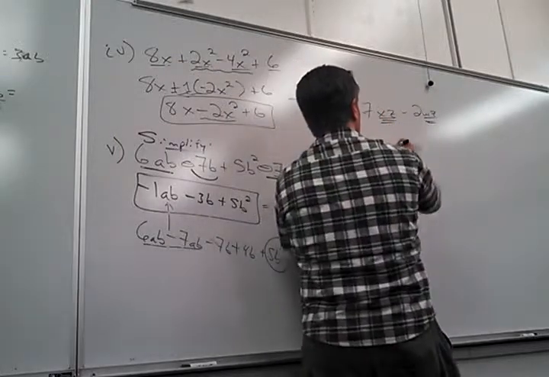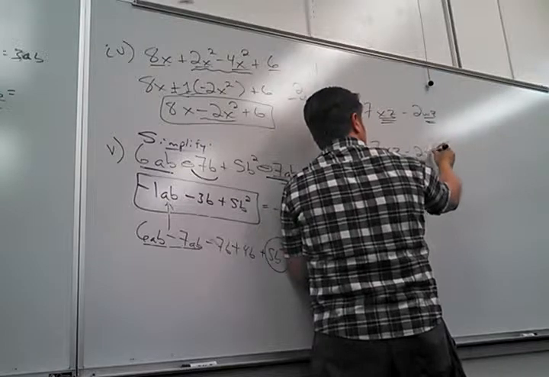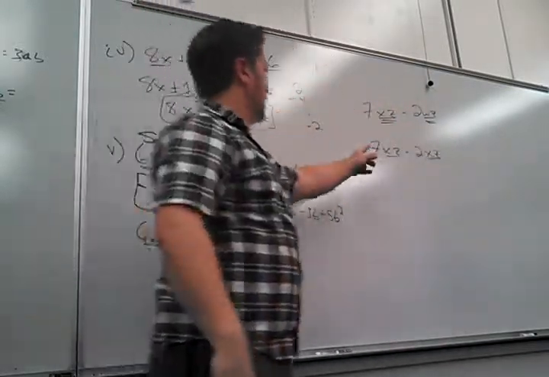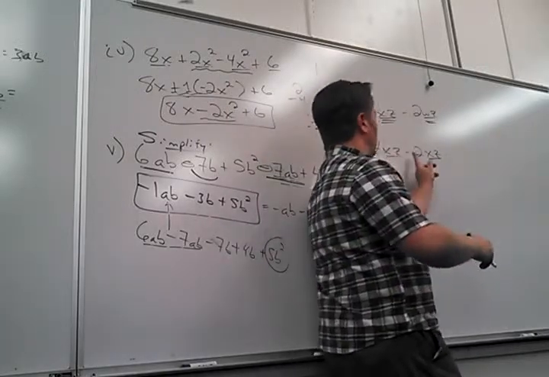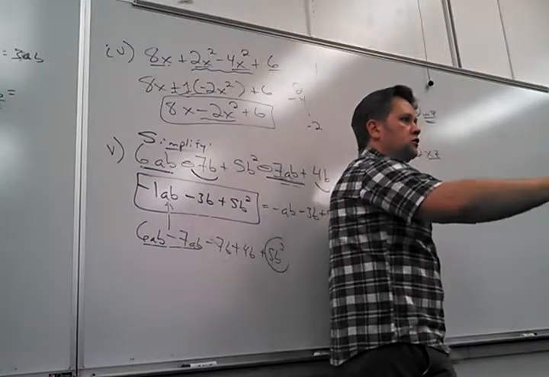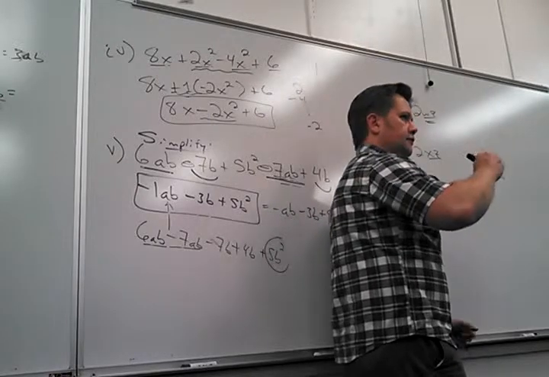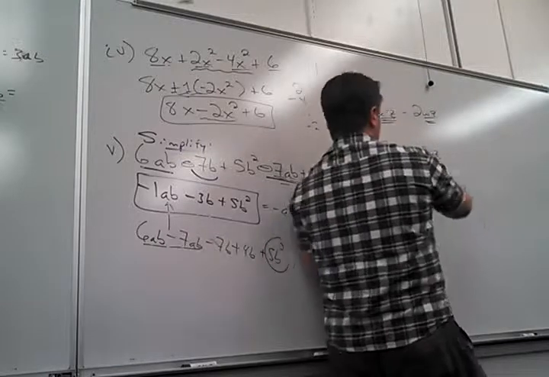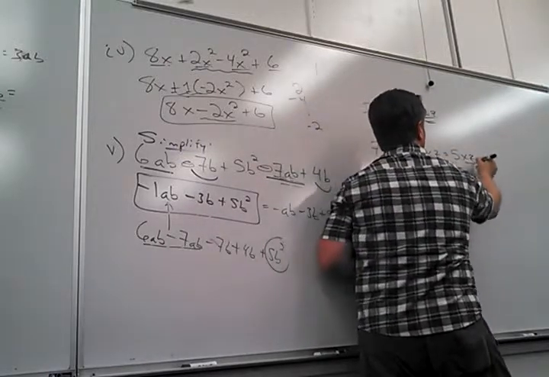What could I put together? 7xz minus 2xz. They have to be exactly the same in order for me to put them together. 7 of these minus 2 of these is, what's 7 something minus 2 something? If I had 7 shoes minus 2 shoes, how many shoes would I have? 5. So 7 of these minus 2 of these is 5 of these.